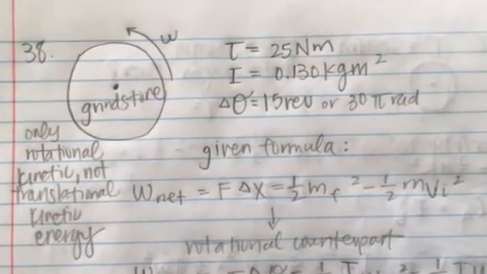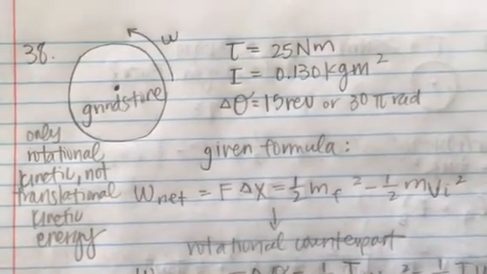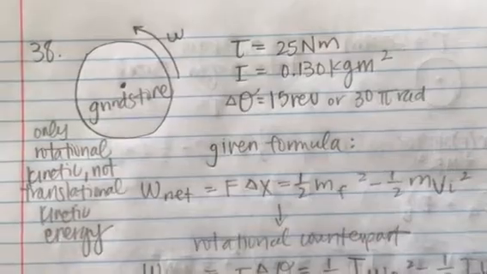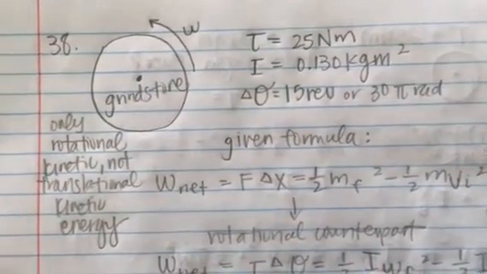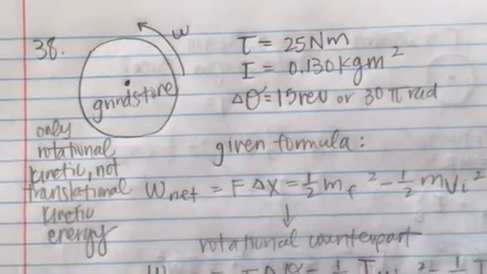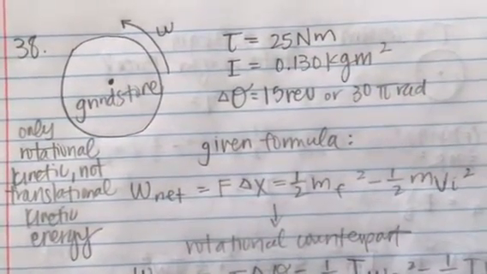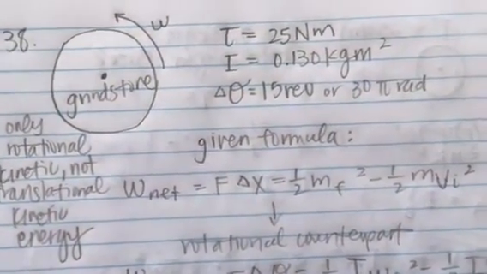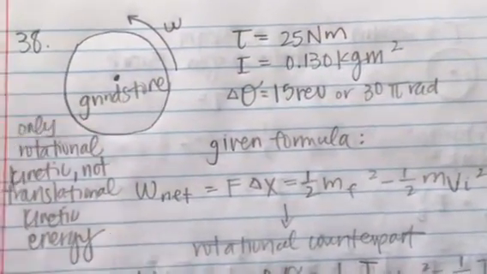So it gives you a grindstone, it gives you the torque of 25 Newton meters, the inertia of 0.13 kilogram meters squared, and your revolutions is 15 revolutions or 30 pi radians. And we're trying to find the angular velocity after the 15 revolutions. And so this is the diagram that I made.